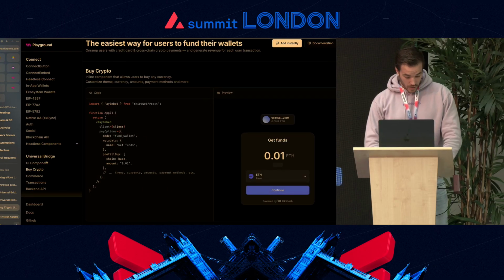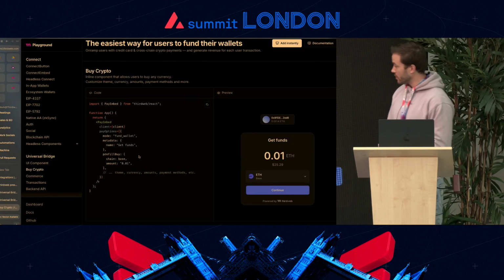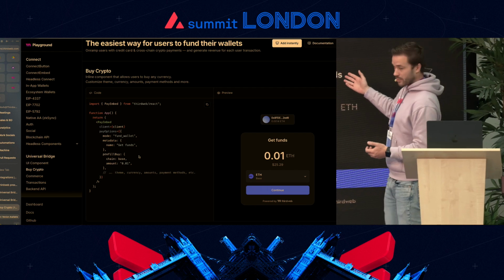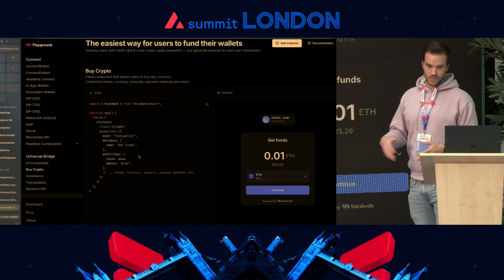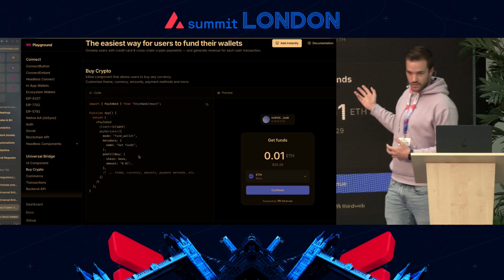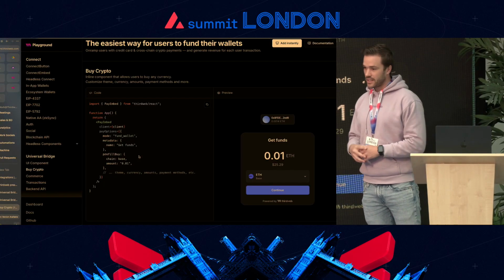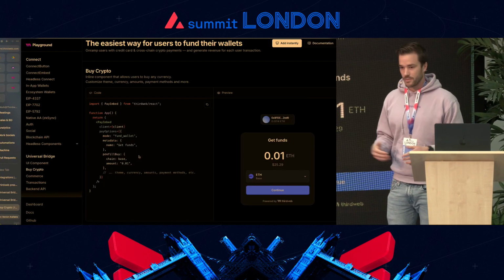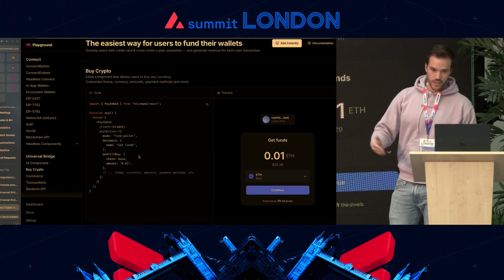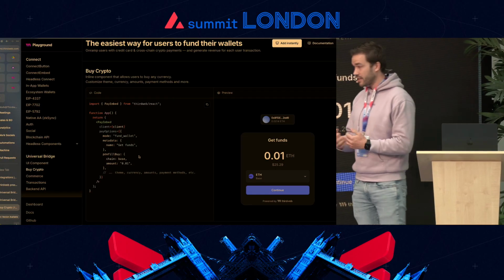The three core flows are, first of all, buy with crypto. Buying means you just top up your wallet. So you buy some funds, you want your user to be able to buy whatever funds they want to hold in their wallet, and then they can do with it whatever they want. Maybe it's a perp trading platform, or they're going to use it for buying some other assets.